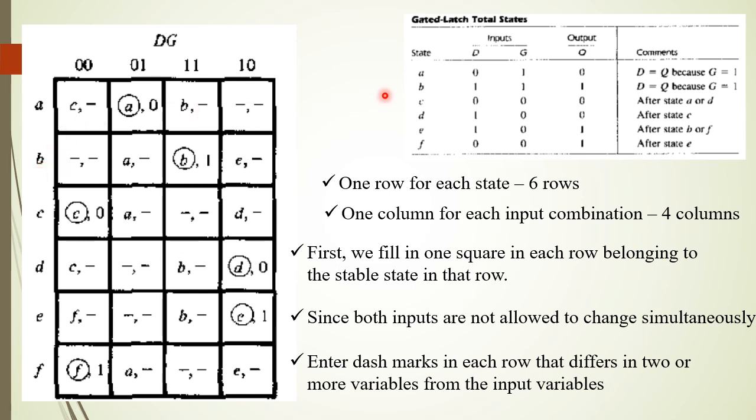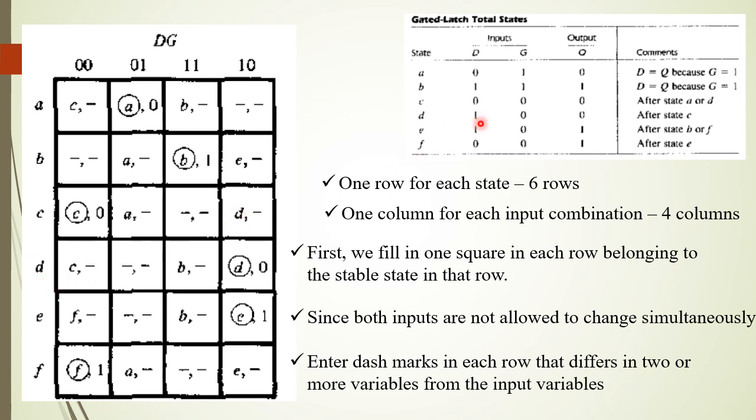So after B, it can go to E, right? It can go to E or it can go to A. After B, it can go to A or it can go to E because only one variable changes. From 1, 1, either 0, 1 or 1, 0 can occur. So 0, 1 is called as state A and 1, 0 is called as state E. C is 0, 0. So 0, 0 can change to 0, 1 or it can change to 1, 0. So we call that state as A or D.